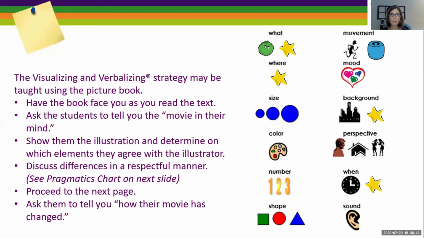And then you're going to ask the students to tell you the movie in their mind. And then either one student or as a group, they're going to give you this information. And then when you're done with that movie, you're going to show them the illustration and determine which elements they agree with the illustrator. And then you're going to discuss those differences in a respectful manner. What happens a lot when one child does a summary, the other students might say, well, that's not right, or I didn't see it that way.